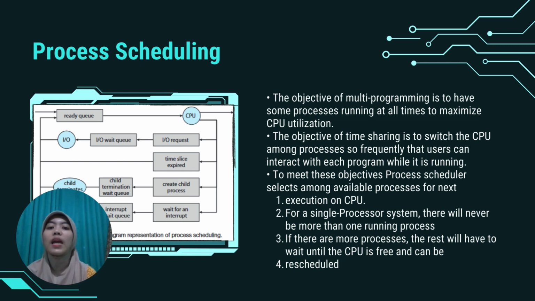For example, in Microsoft Word, a process handles tasks like spell checking, grammar checking, and formatting, which are implemented as threads within a process.